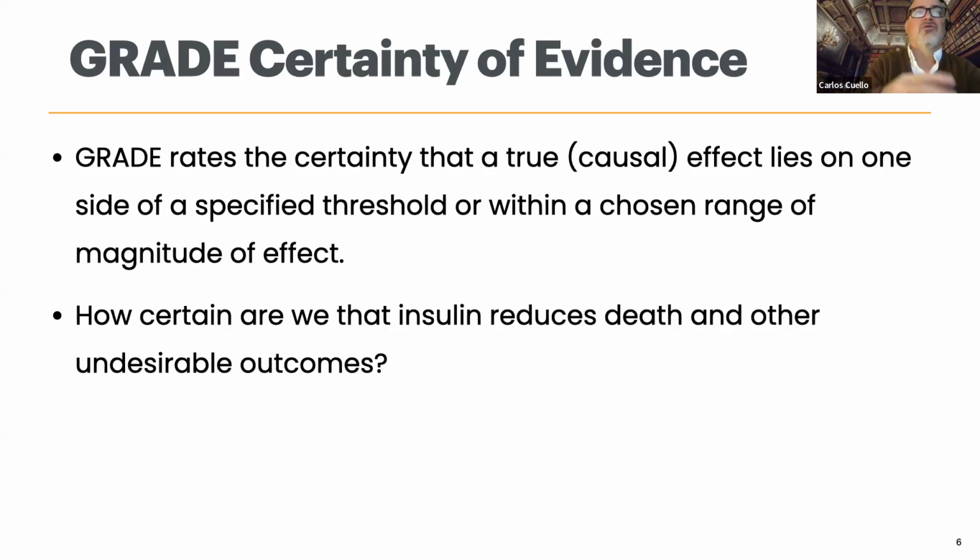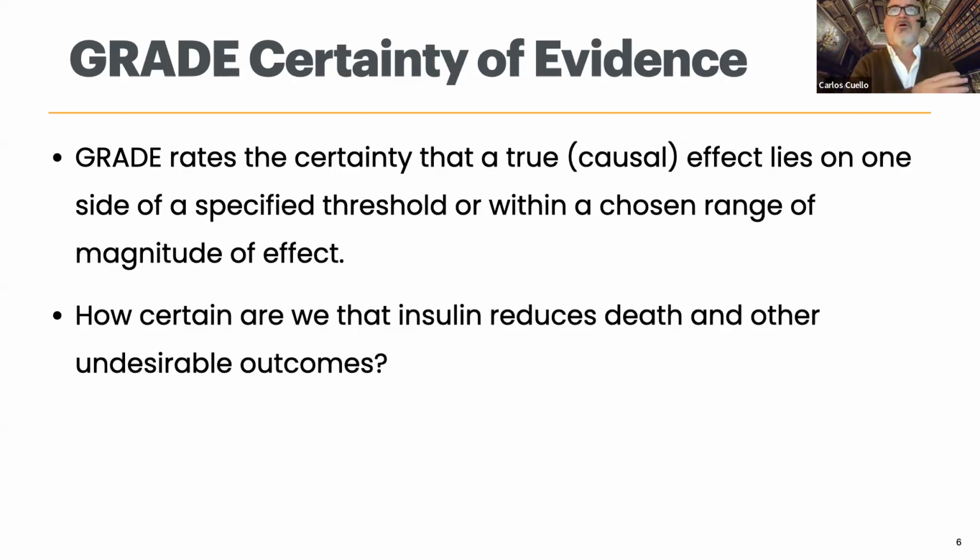And we know that what we do in GRADE is rate the certainty of an effect, or true causal effect, that lies on one side of a specified threshold or within a chosen range of a magnitude of effect, as we have lately seen in our recent guidance for imprecision, and now in the new GRADE book, updated by specifying that this true causal effect lies on one side of a threshold or within a magnitude of effect. So the question here is, what is our certainty that insulin reduces death or other undesirable outcomes in these patients?